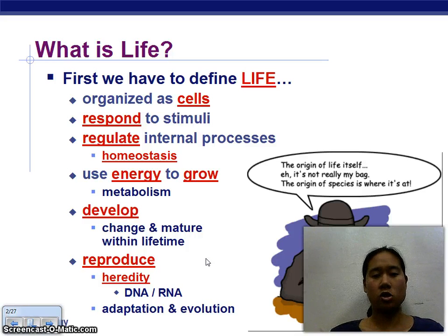Metabolism is actually something we're going to hit on next. All that stuff about photosynthesis and cellular respiration is part of being alive. You develop, so you change and grow over your lifetime, and you reproduce. Last week when we talked about bacteria and viruses, they're able to have DNA and RNA, and because they're able to reproduce, they're able to adapt and evolve over time as a species.